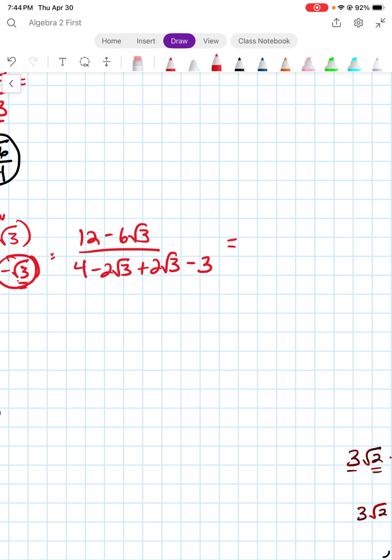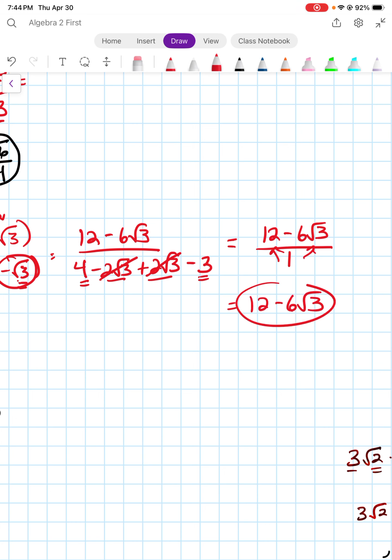Now, we got all of our multiplying finished, but reminder, now you can add and subtract when things are alike. So on top, 12 and 6 root 3 are not like terms. However, on bottom, the 4 and the minus 3 are alike. It gives you 1. The negative 2 root 3 and positive 2 root 3 actually cancel each other out. So when you divide each of these by 1, they stay the same. That's going to be 12 minus 6 root 3. That's how you divide radicals when there's 2 terms on bottom.